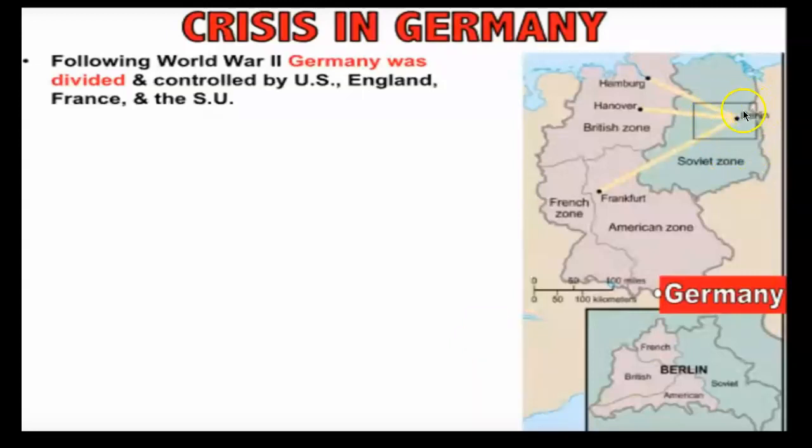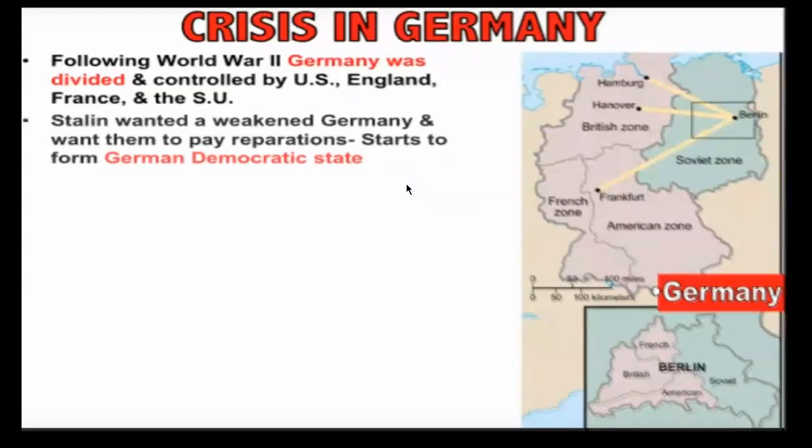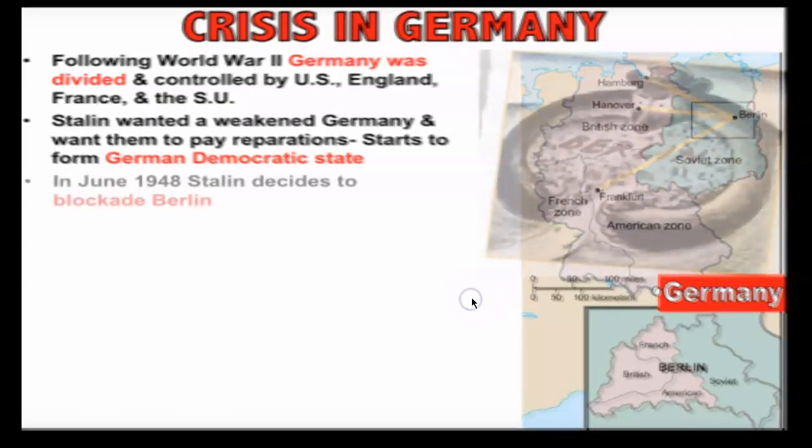Notice the problem is going to be where Berlin is located. Berlin is located in the Soviet zone. So this western half, which was democratic, basically becomes an island, surrounded by the communist Soviet zone of Germany. Stalin wanted to weaken Germany for fear that Germany would rise up again, and wanted them to pay reparations, much like we forced them to do after World War I. They start to form the German Democratic State, which eventually would become East Germany. The Soviet zone here would eventually become East Germany.